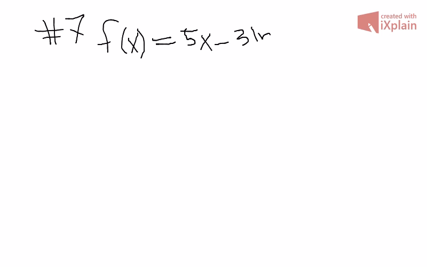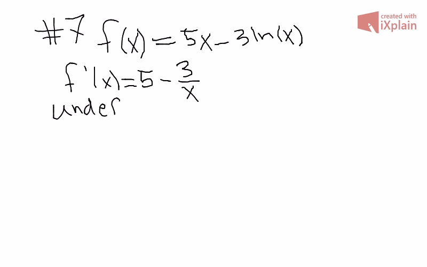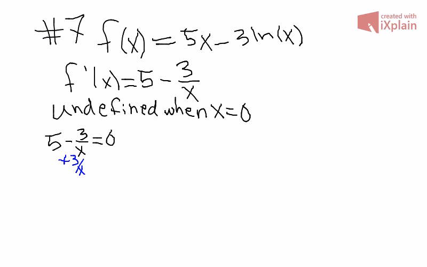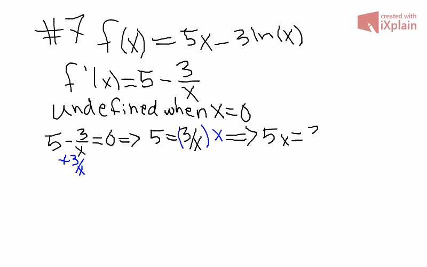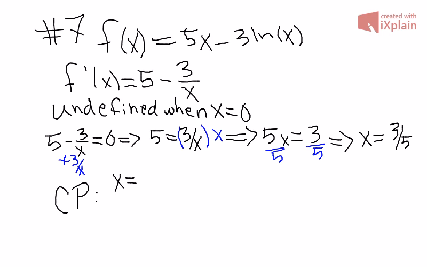Alright, number 7, we have 5x minus 3 natural log of x. And if you go ahead and take the derivative, we get 5 minus 3 over x. And remember, when you have the x on the bottom, it can't be 0. So it's undefined when x equals 0, so that's going to be a critical point. Then we set the derivative equal to 0 and solve for x again. That's all we're doing. And we get that x equals 3/5. So the two critical points here are 0 and 3/5.